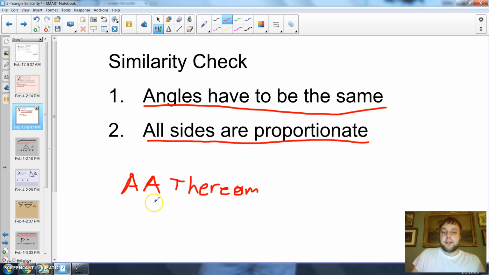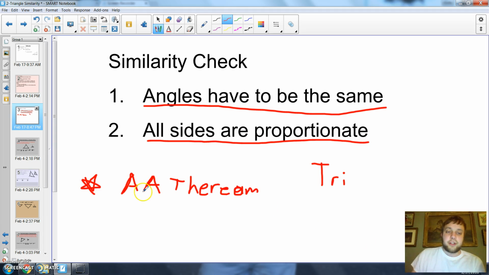Okay, so the AA theorem is a cheap way. We don't have to check both of these. The AA theorem only works for triangles. Alright, so it only works for triangles. Okay, so if you are looking at something with 4 sides, 5 sides, 6 sides, 7 sides, 8 sides, 9 sides, you're out of luck.